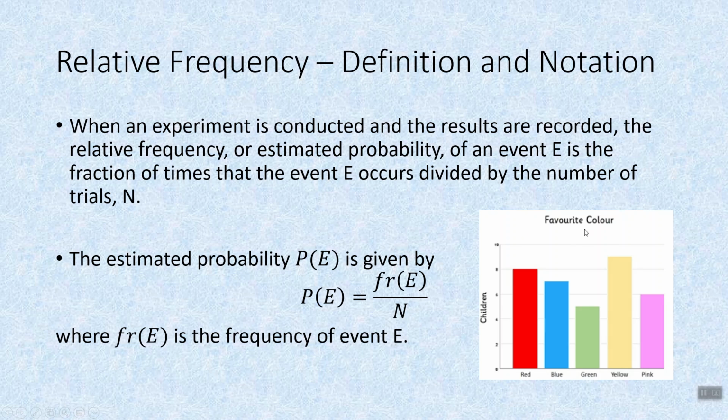So in this particular English, United Kingdom classroom, 35 students were asked about their favorite color. 8 students responded that red is their favorite color. So the probability of a student having red as a favorite color in this classroom is 8 divided by 35, the 35 children that they asked.